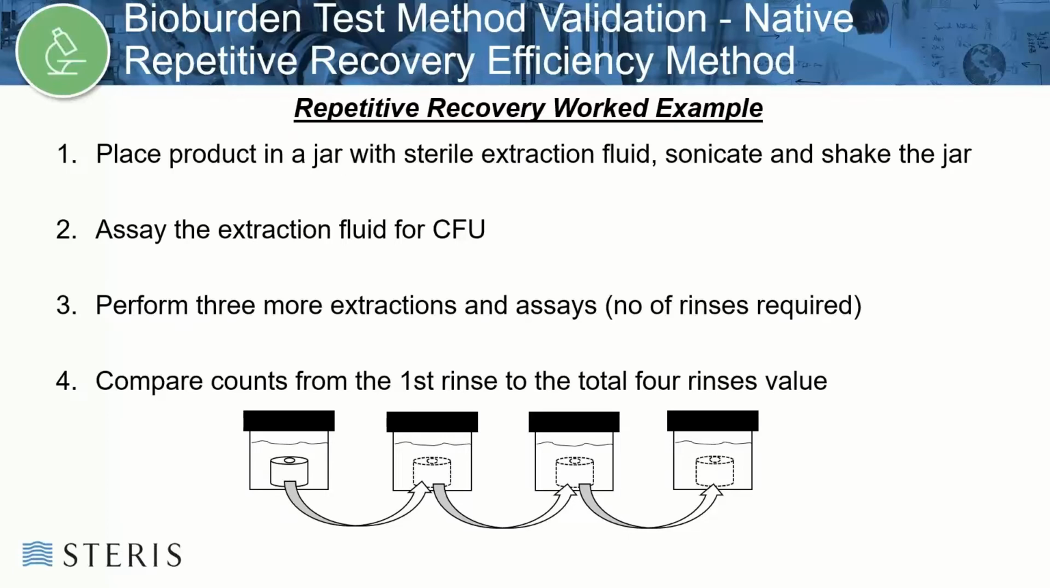The product is then re-immersed in new extraction fluid, and the extraction and assaying process are completed again. This rinsing and testing process is completed a number of times. In this case, there were 4 rinses in total completed. The CFU value from the first rinse is compared to the cumulative value obtained from all rinses to calculate the correction factor.